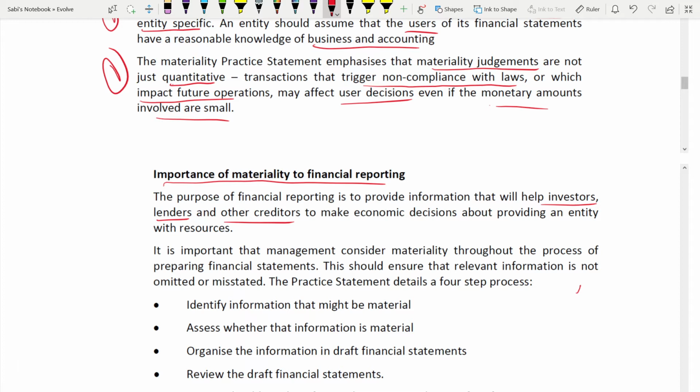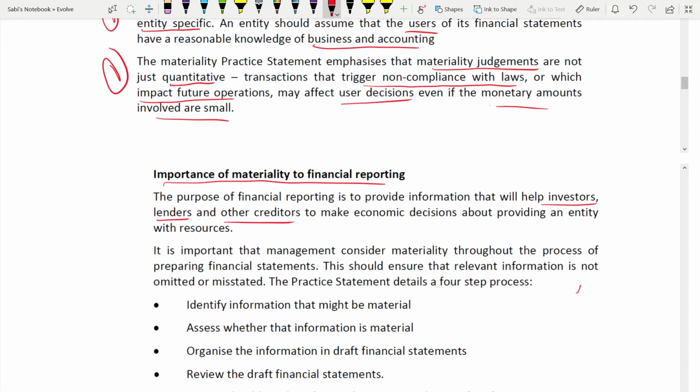Why? An investor is going to invest in a company. You need that investment. Lenders, because you need financing. They are going to finance your company. Other creditors, short-term creditors and all, you need them to finance your working capital. So all these 3 users are very critical. Yes, definitely supplier, customer, competitor, all these are also there. But these 3 are important.